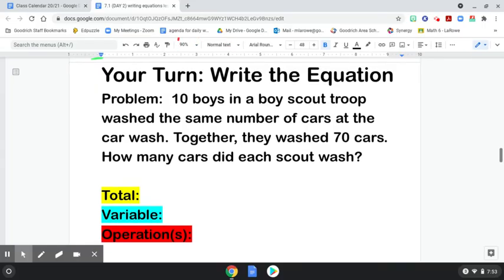Your situation is on the screen. We'll pause the video while you look for your total, your variable, what math operations and values you already have, and use it to write an equation.